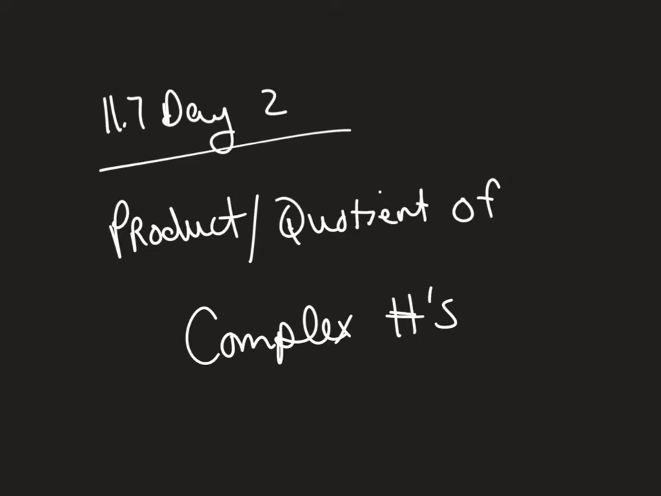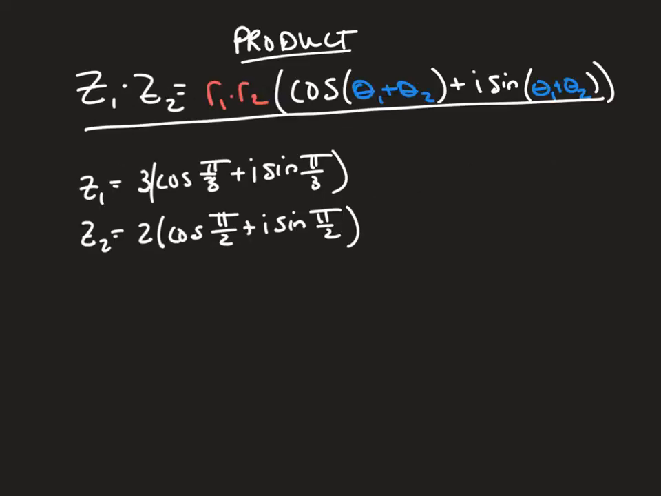All right, guys, we are on 11.7, day 2, product and quotient of complex numbers. Here we go. So to find the product of two complex numbers, if they are already in polar form, like these two right here, Z1 and Z2, they are already in polar form.